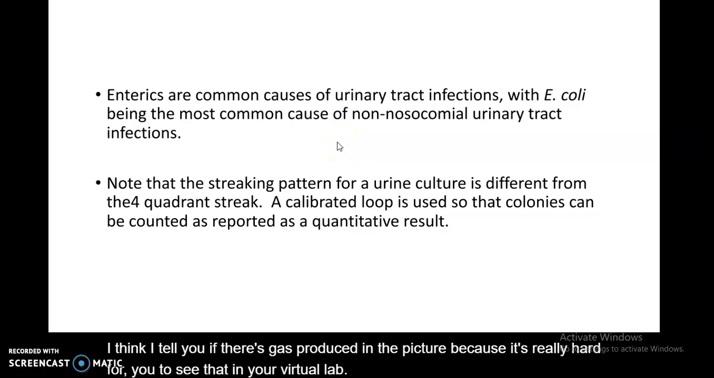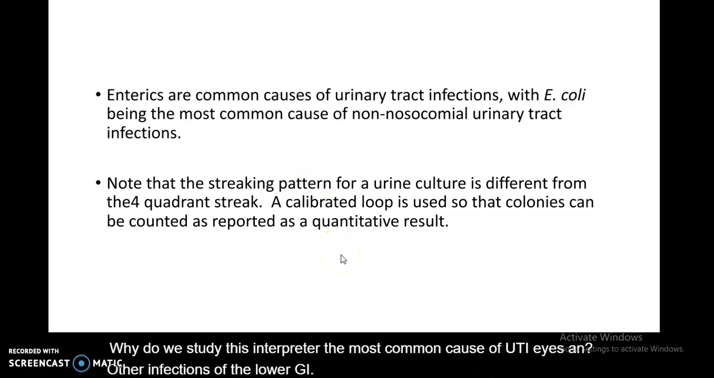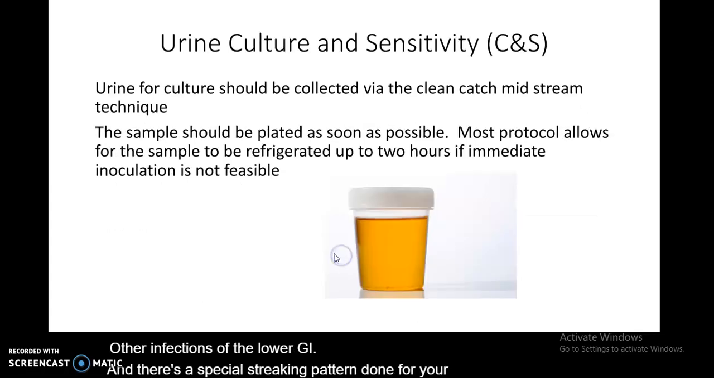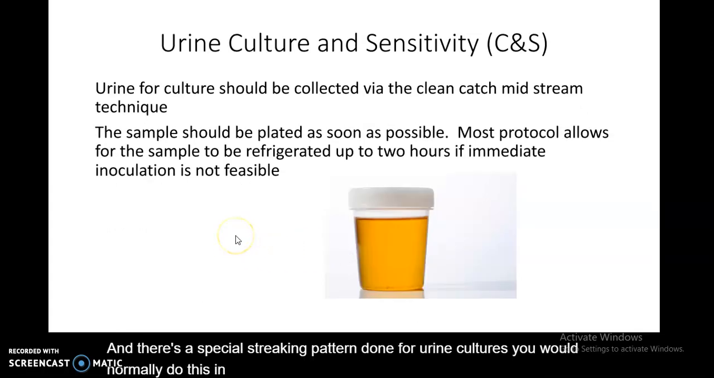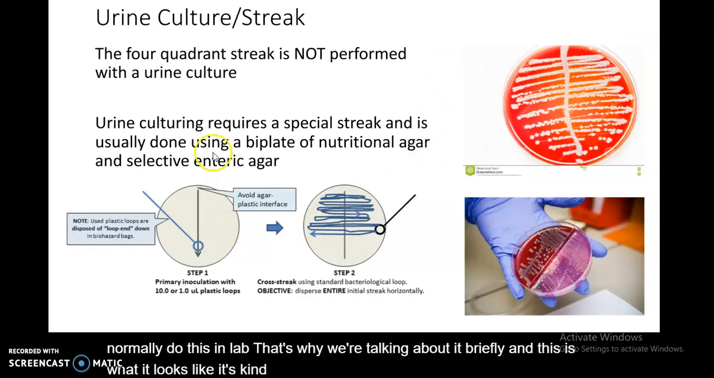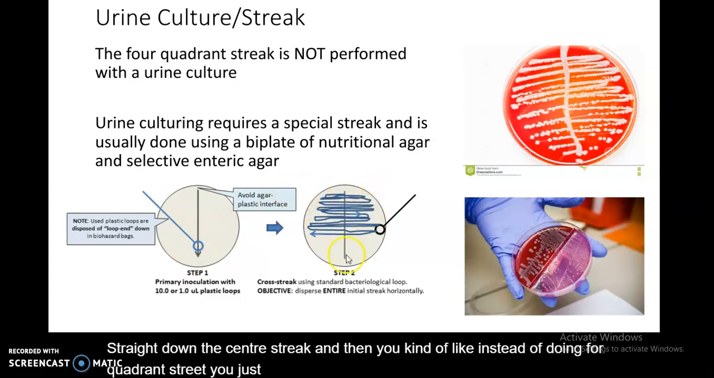So why do we study this? Enterics are the most common cause of UTIs and other infections of the lower GI. And there's a special streaking pattern done for urine cultures. You would normally do this in lab. That's why we're talking about it briefly. And this is what it looks like. It's kind of a straight down the center streak, and then instead of doing a 4-quadrant streak, you just streak it back and forth from top to bottom after you've done the one streak down the middle.